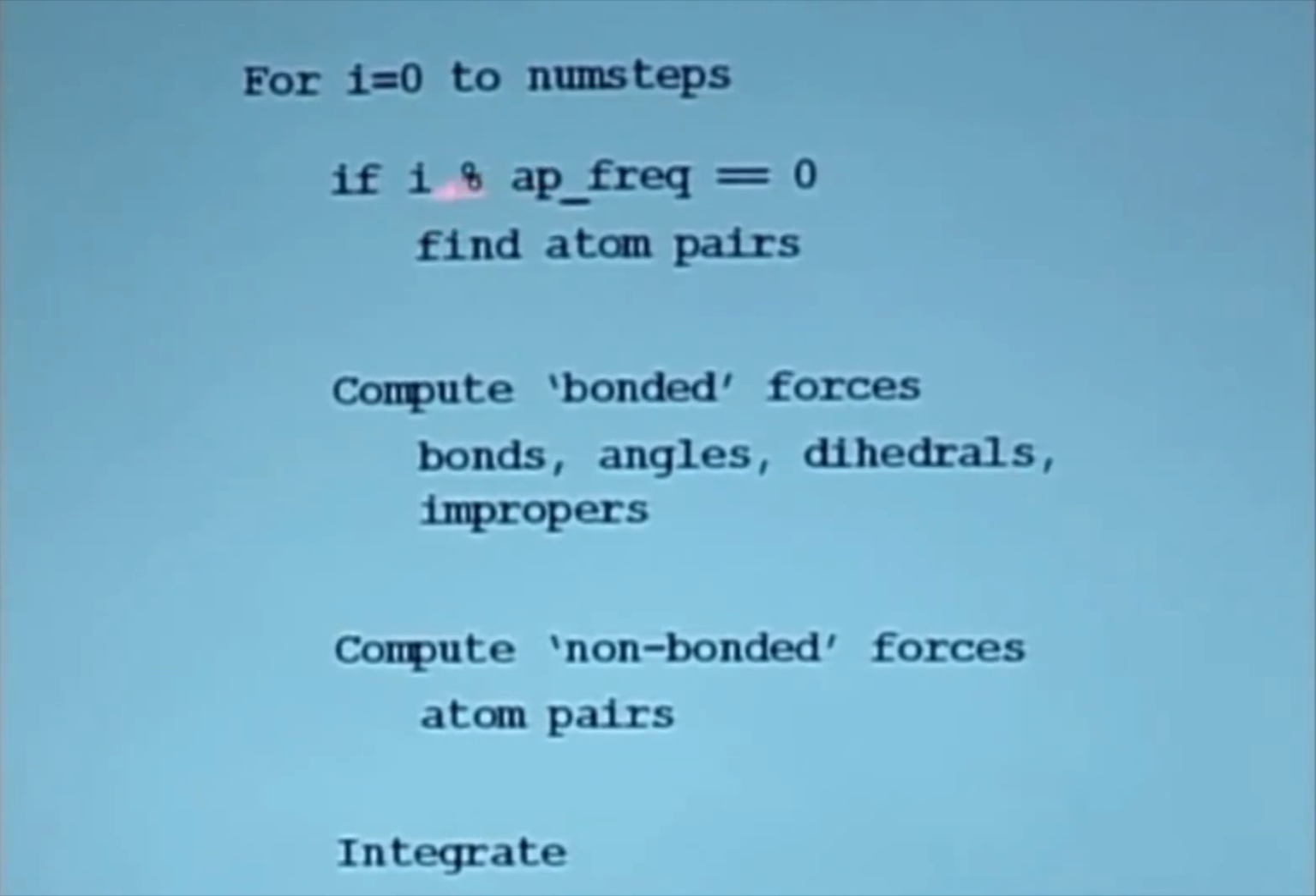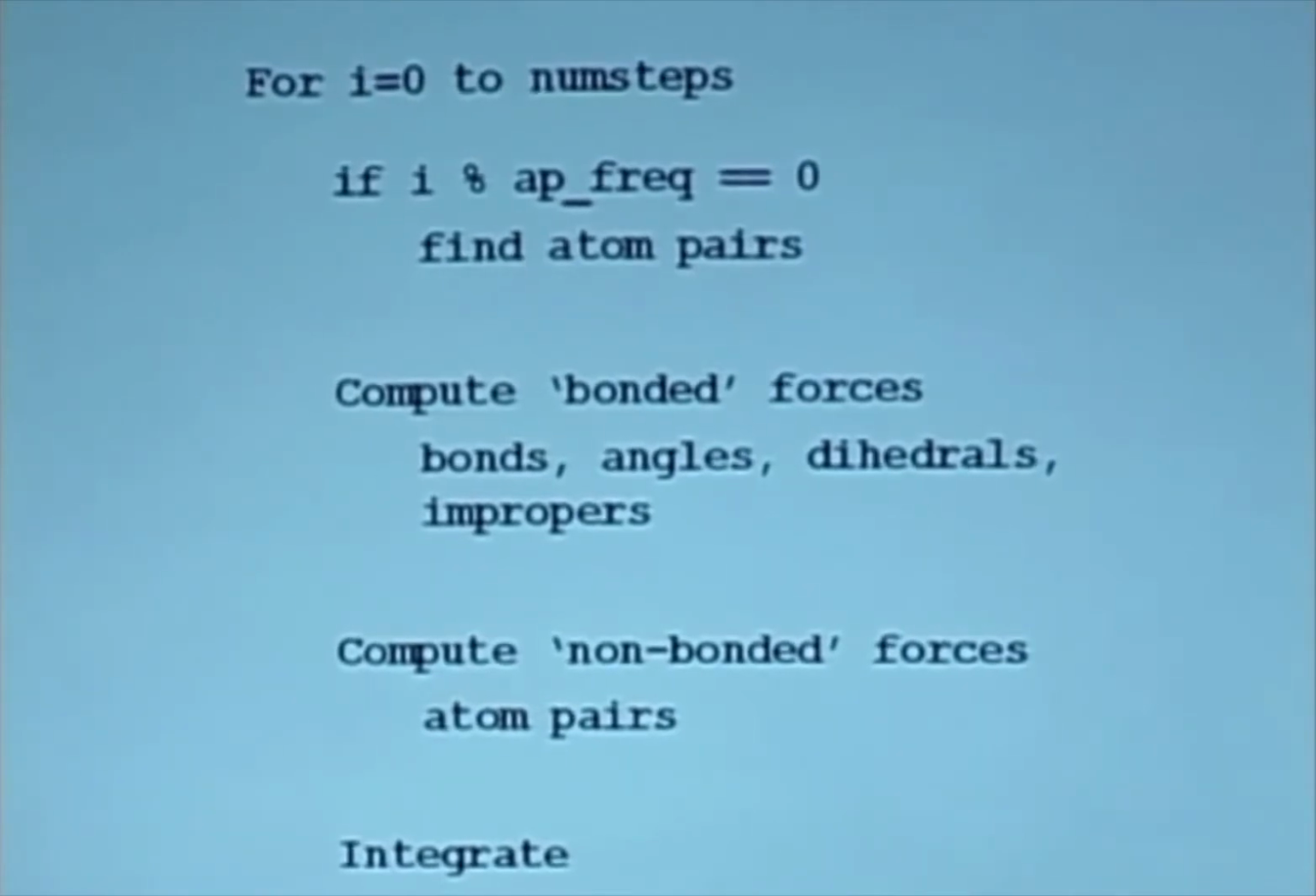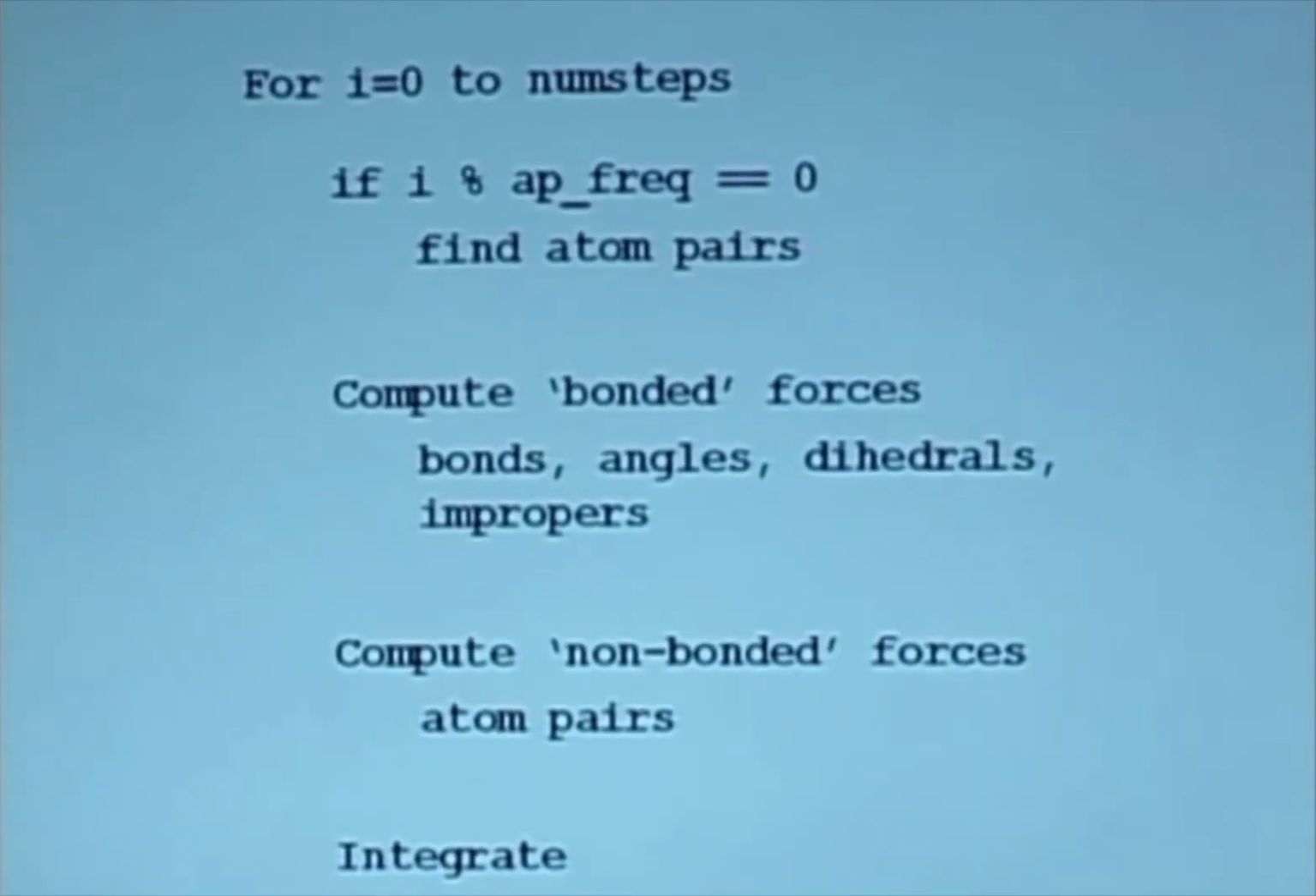So very small. So usually what happens is you can find the atom pairs. So that means all the non-bonded interactions. You have to make a list, basically an n-squared list. If you have n atoms, you can expect to have about n-squared atom pairs.